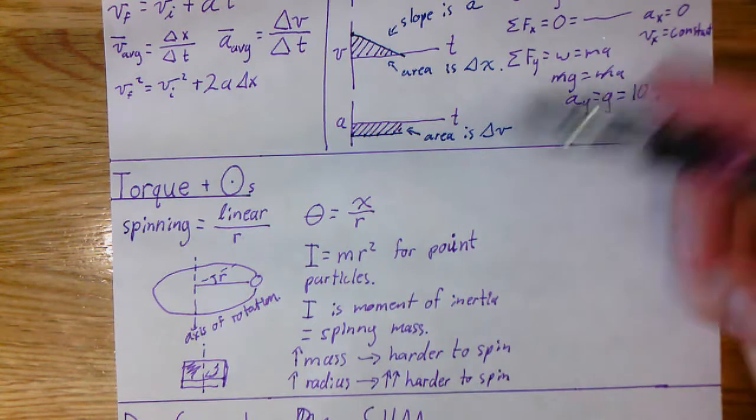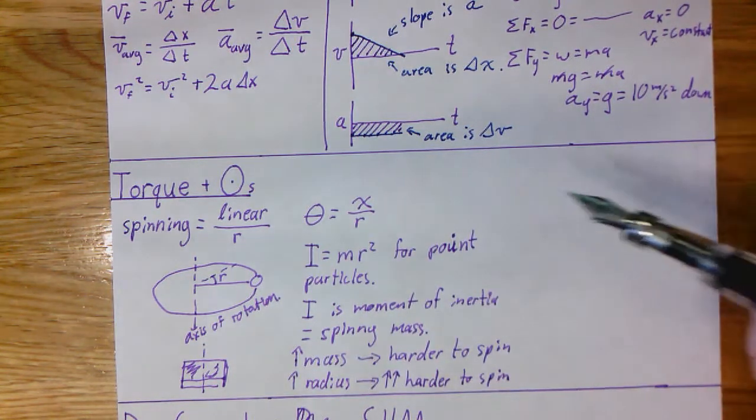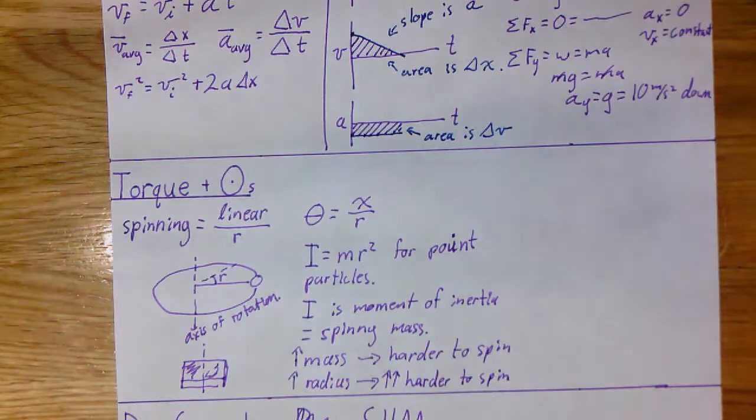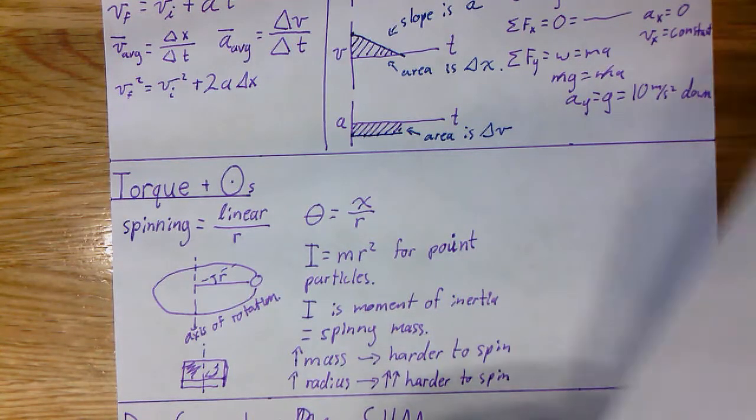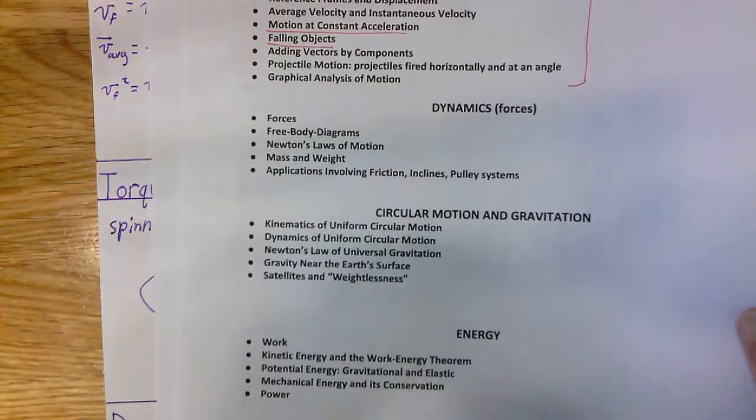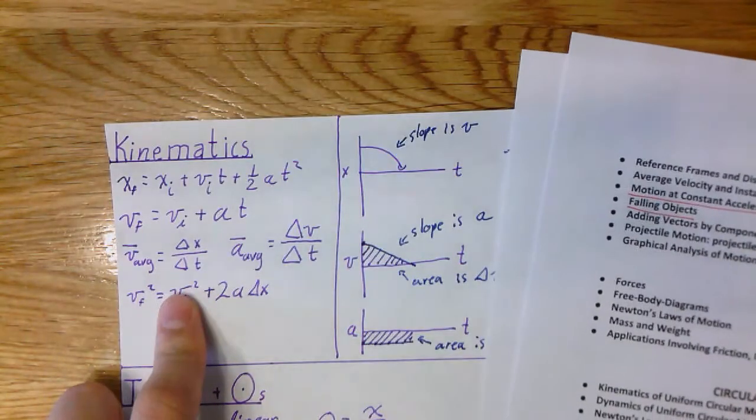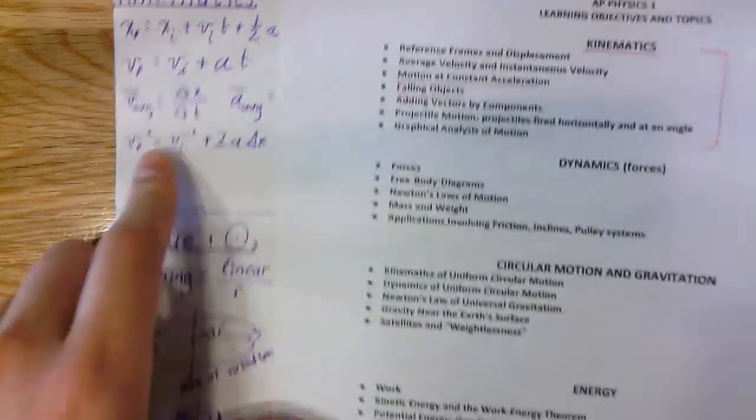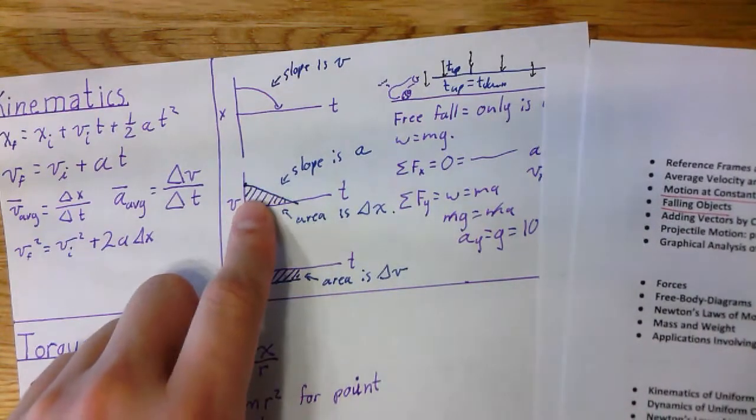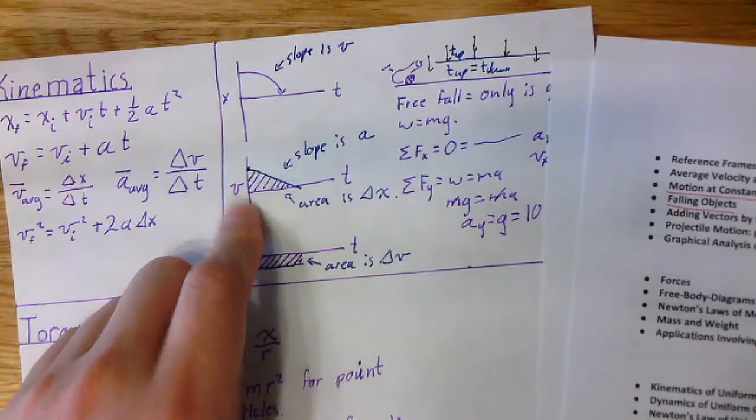Sweet. So there's our moment of inertia notes. We need to talk about that. Let's check our cheat sheet so we know what to talk about. Kinematics of uniform circular motion. So everything you know about regular kinematics also applies to circular motion kinematics. The slope of a velocity, which would be omega, right?